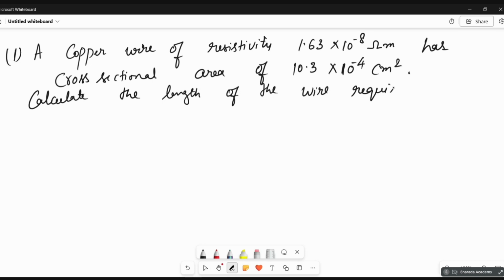required to make a 20 ohm coil. This is a 2016 exam question. A copper wire of resistivity they have given, cross-sectional area they have given, find the length of the wire to make a 20 ohm coil.